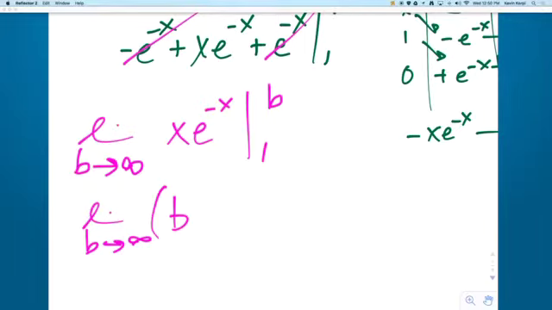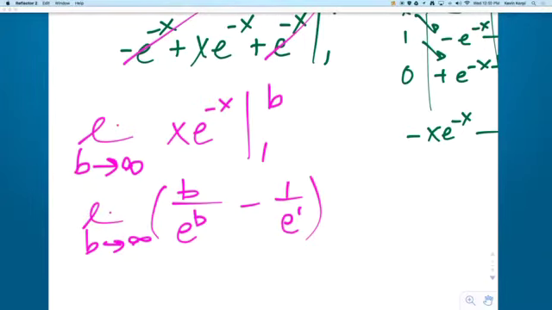So I get b e to the negative b. Now, if you want, that's the same as b over e to the positive b, for those of you who took e to the negative x to the bottom. You could still do that, b over e to the b, and then minus, plug in a 1, you get 1 over e to the 1st, which is 1 over e.